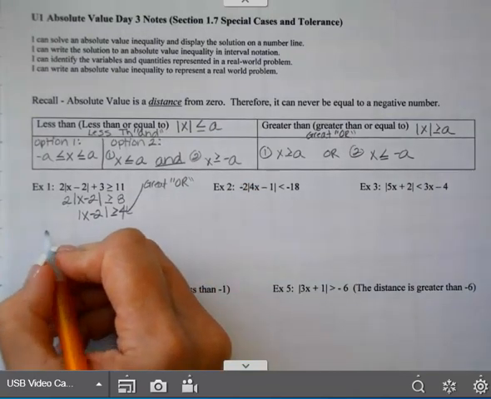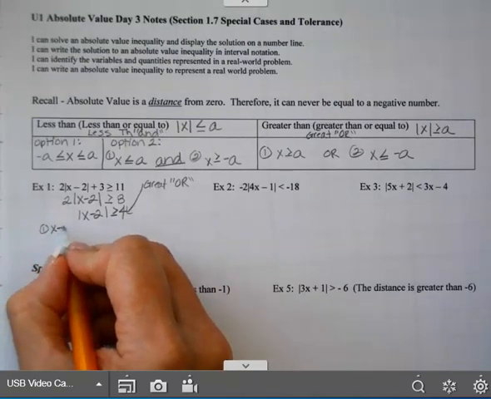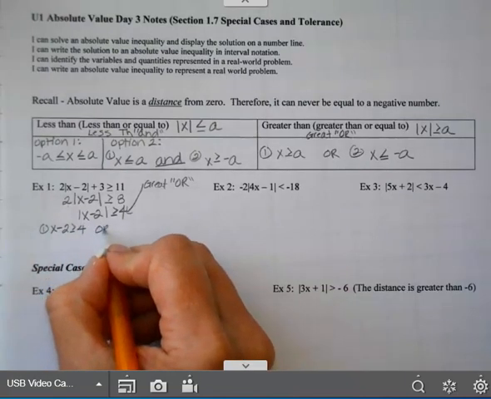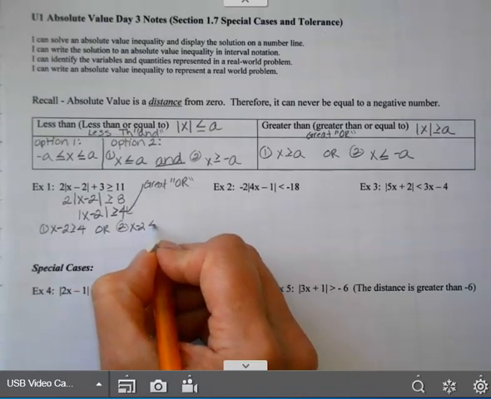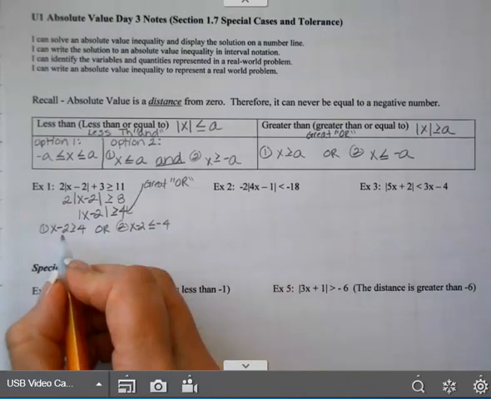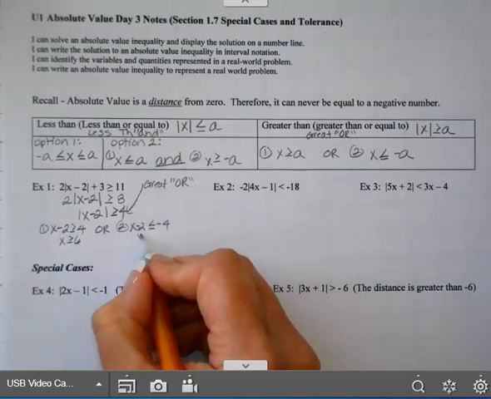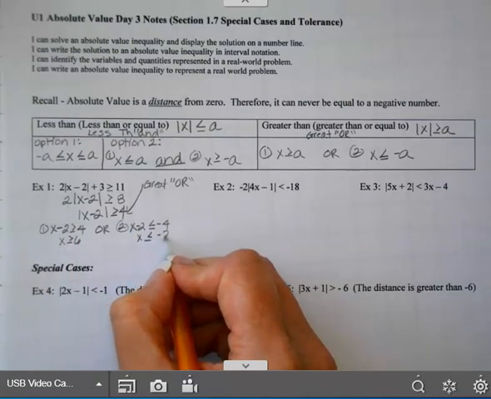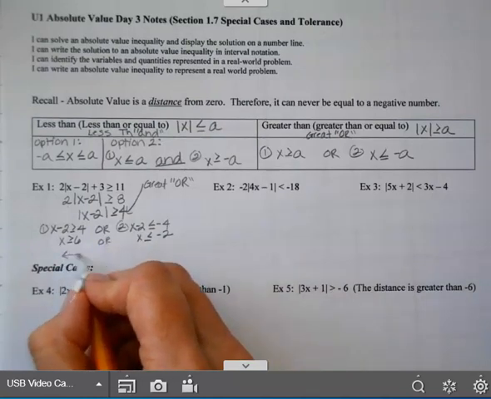So for my first inequality, I have x minus 2 is greater than or equal to 4. Or my second one is x minus 2 is less than or equal to negative 4. On my first one, add 2 to both sides, so x is greater than or equal to 6. Add 2 on this one, so x is less than or equal to negative 2. Remember, this is an or. I'm going to go ahead and graph that.